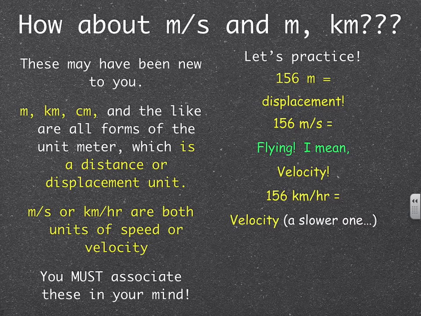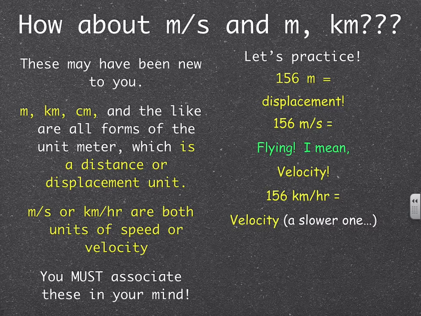Now, notice all three times I used the number 156, so the 156 doesn't tell me what it is. The 156 tells me how big it is. That's the magnitude part. But the unit tells me what kind of number it is. When I see meters, I think displacement. When I see meters per second, I see velocity. When I see kilometers per hour, I also see velocity.